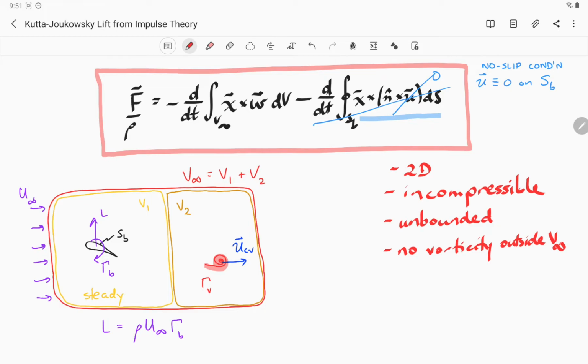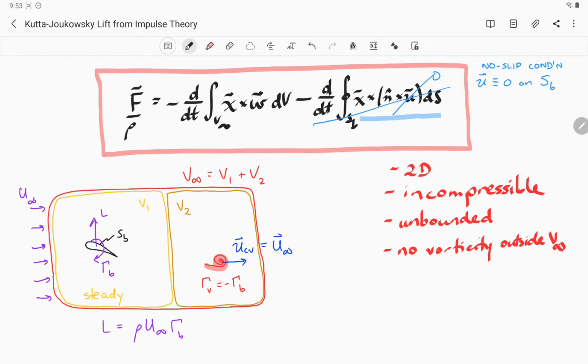Now, by Kelvin circulation theorem, we expect the total vorticity inside of V infinity to be 0, so the circulation around the airfoil and the starting vortex have to be equal and opposite, so this is just negative gamma b. And if the vortex is sufficiently far away from the airfoil so that the airfoil is not influencing its motion, then we would expect this convection velocity to just be the free stream velocity.